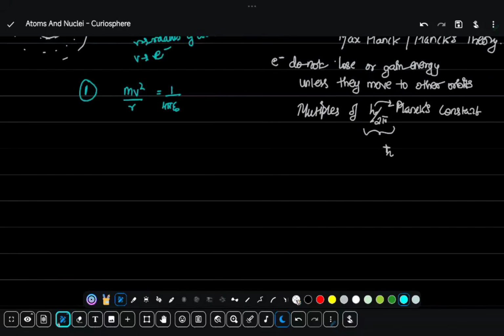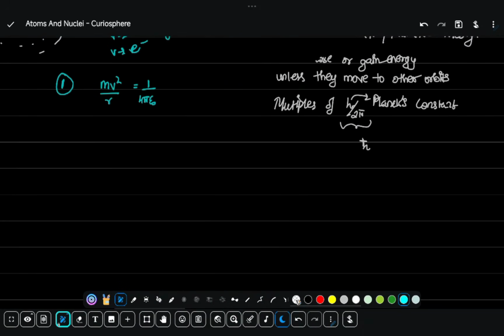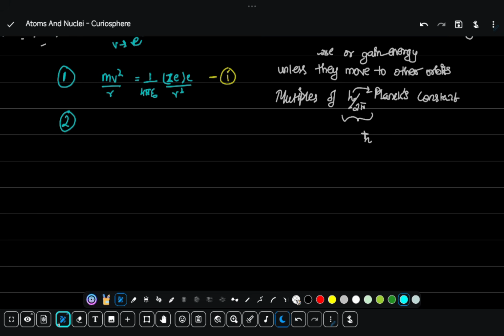Now, the charge of the nucleus is Ze, because the number of protons depends upon the atomic number. Basically, atomic number is nothing but the number of protons inside the nucleus, right? And the electron has the charge of a single electron, e, divided by r squared, the distance between them. Now, this is one relation. This is very important. You need to remember this. This is the first relation.